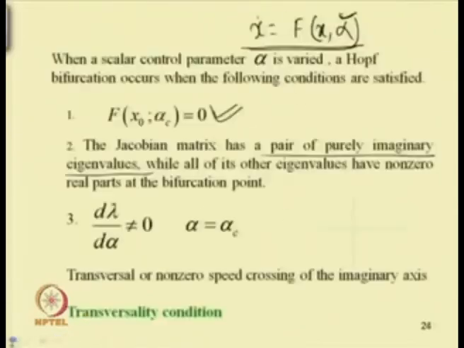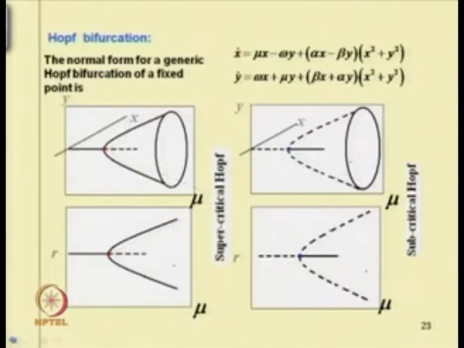Let us take one example. Let us take the generic form, or normal form, of the Hopf bifurcation, which can be given by this equation: x dot equal to mu x minus omega y plus (alpha x minus beta y)(x square plus y square), and y dot equal to omega x plus mu y plus (beta x plus alpha y)(x square plus y square).